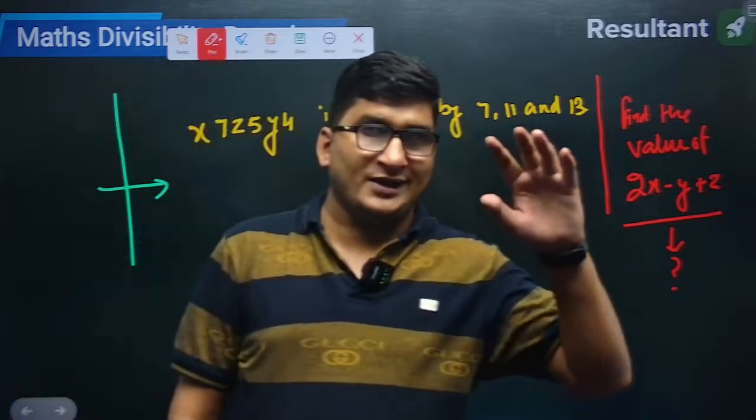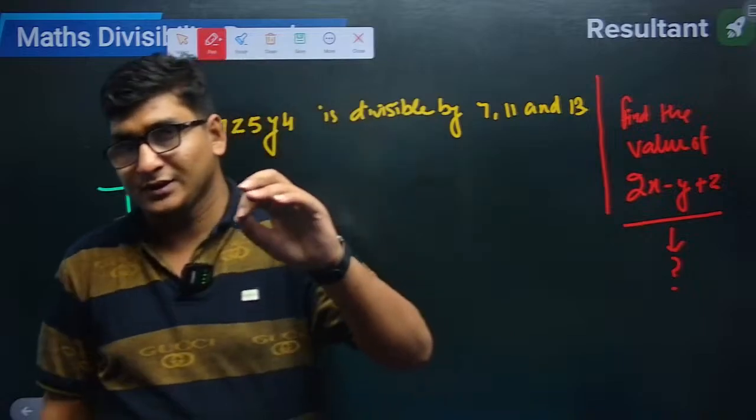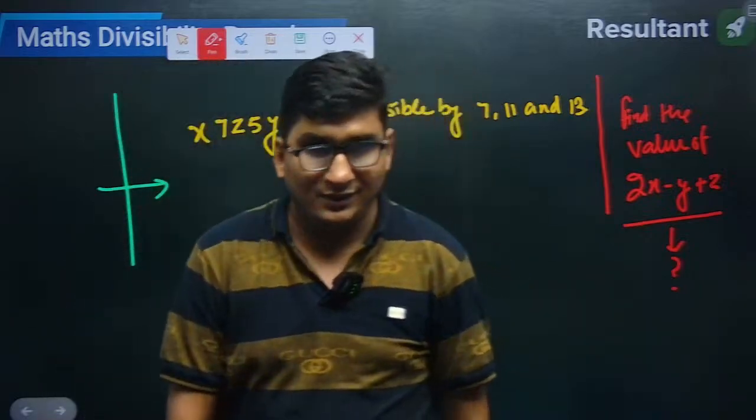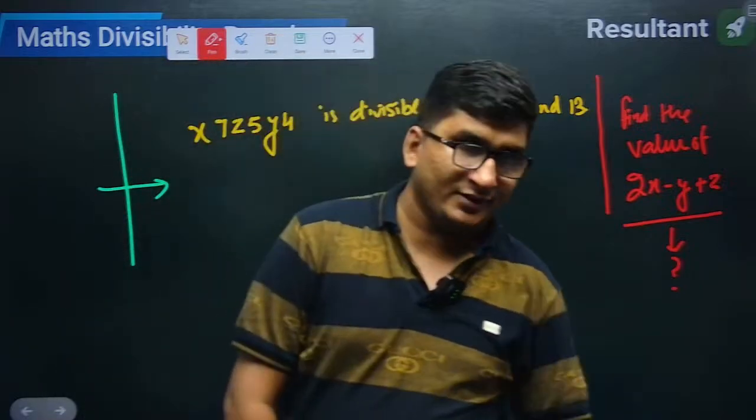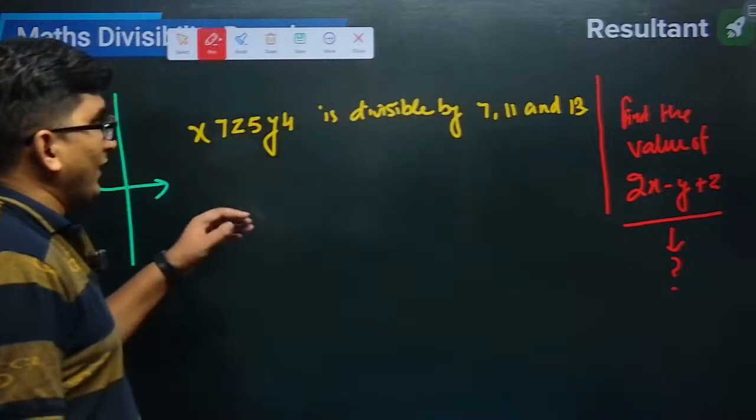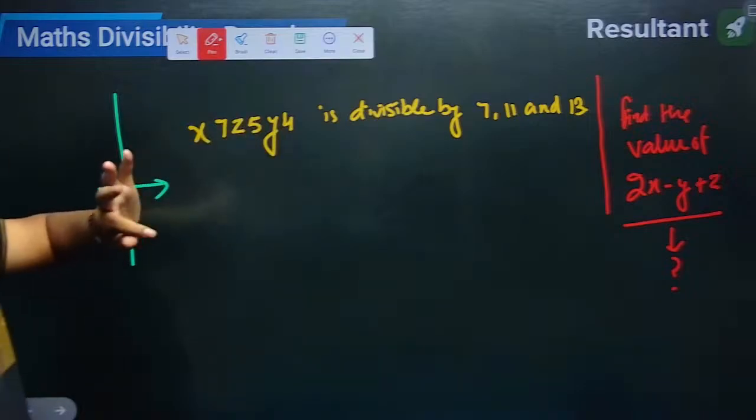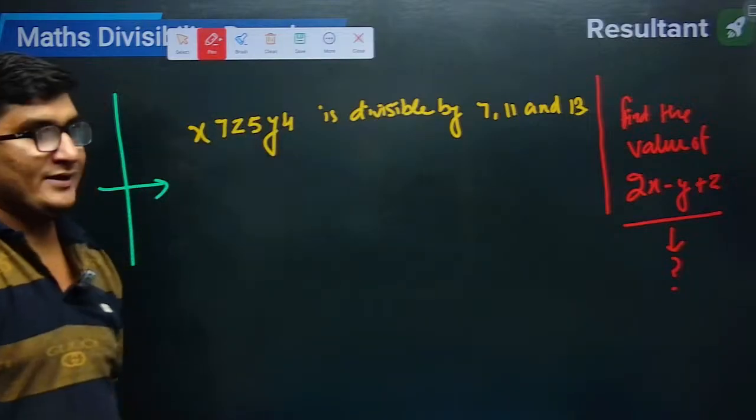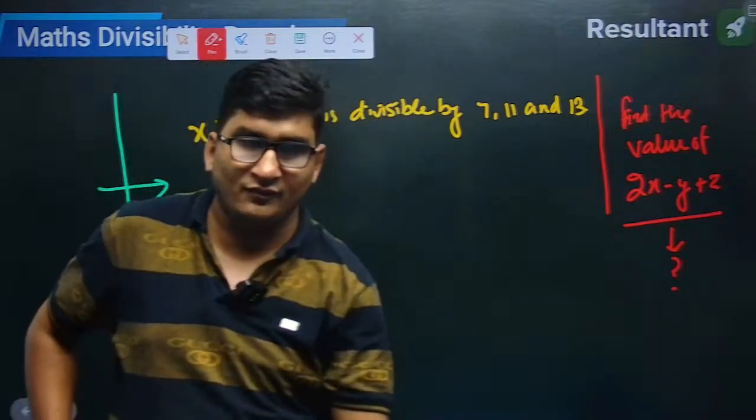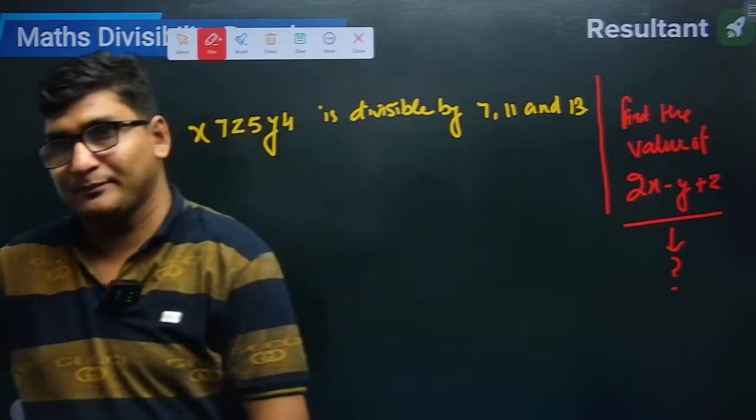You just go for the concept of 7, 11, 13 divisibility, and also check what will be the value of x, y, z, and after solving it, you can definitely find the value of 2x minus y plus z. Please solve.